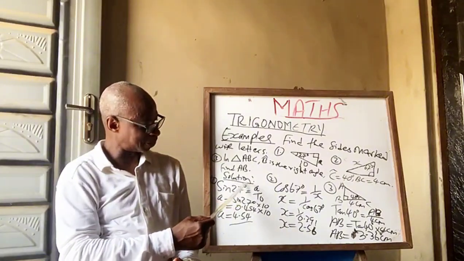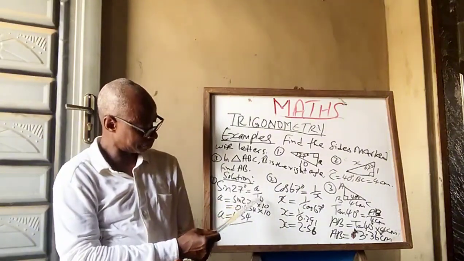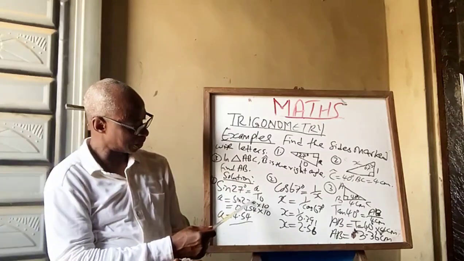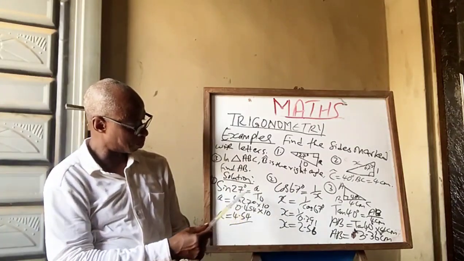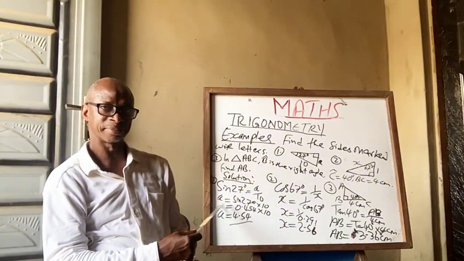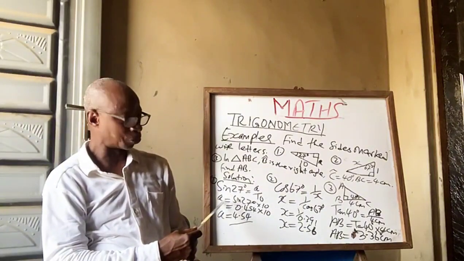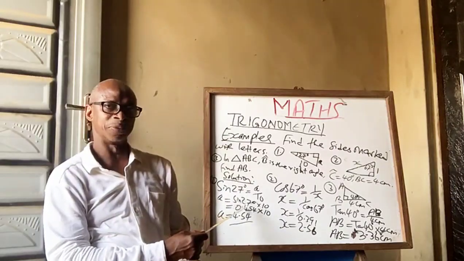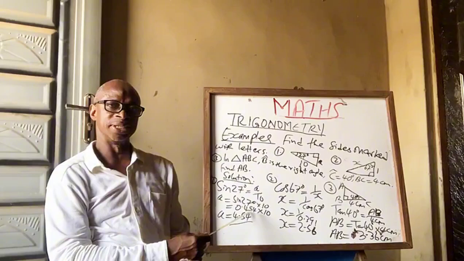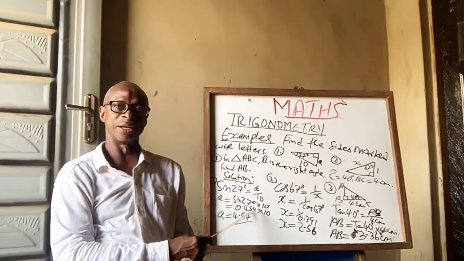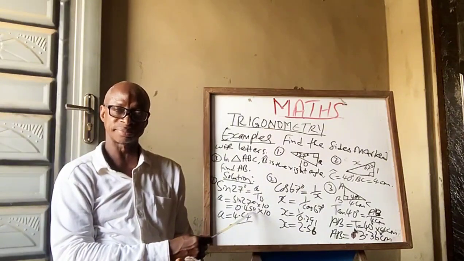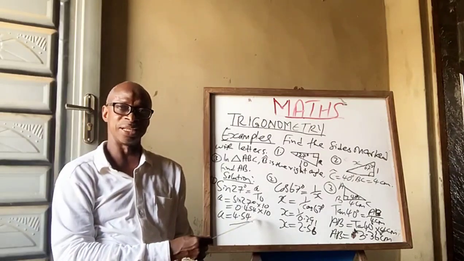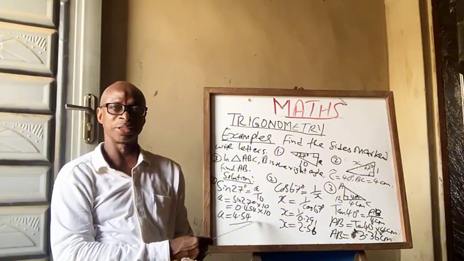So sine 27 degrees equals A over 10. And for us to get the value of A, A equals sine 27 times 10. All you need to do is to make A the subject here, and so from there you can obtain the value of A. Look at the table for sine 27. On this trigonometric table, we have the sine table, cosine table, and the tangent table. So on the table, you can always get the value.